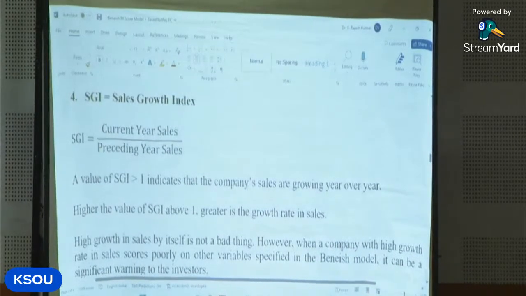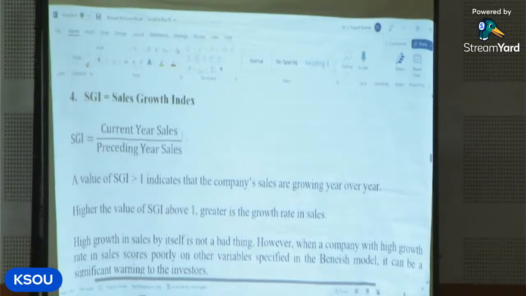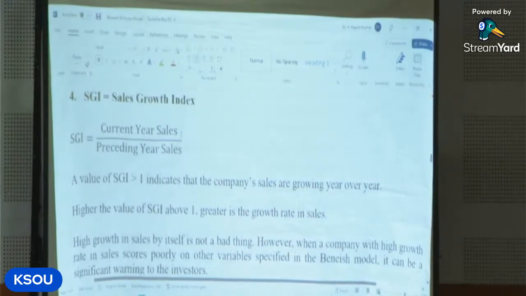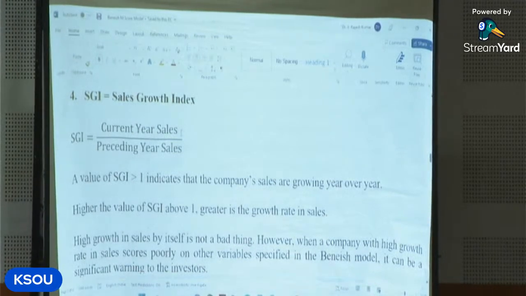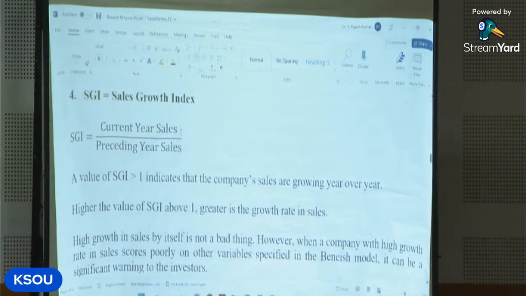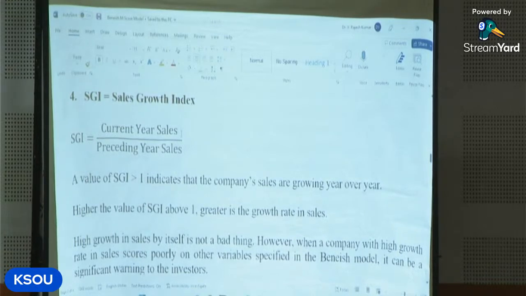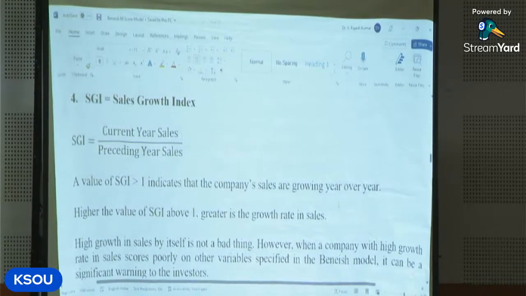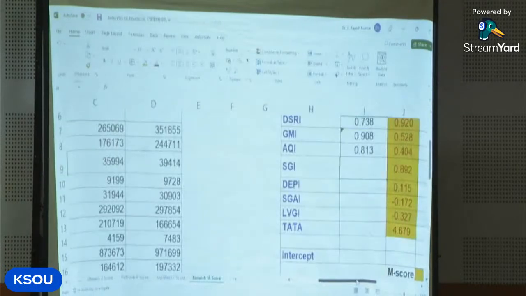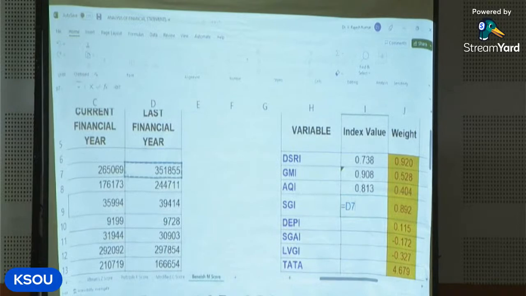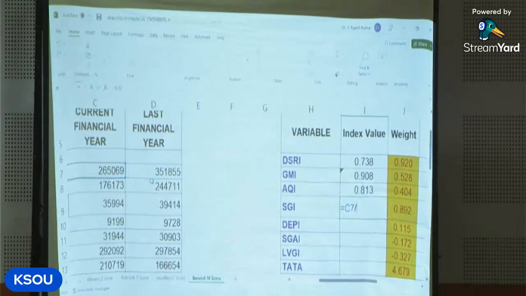The fourth factor is very simple. Take sales growth index. Is sales growth good? Is growth in sales good? Yes. But when there's growth in sales, but no growth in others, then it's a serious concern. Something is wrong. So it says capture current year sales by last year sales. So current year sales by last year sales.